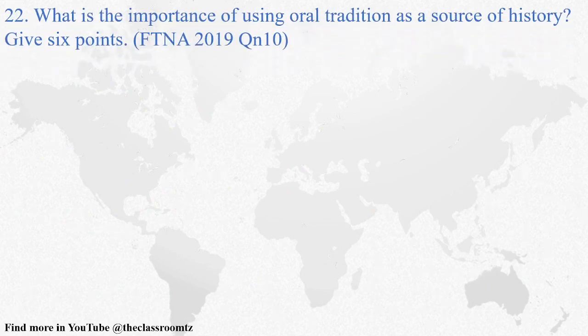What is the importance of using oral tradition as a source of history? Give 6 points. That was question number 10, actually the last question from section 2. So these kids of 2019 were asked to write the importance of studying the source of history called oral tradition. And oral tradition is all about narrating past events through word of mouth.